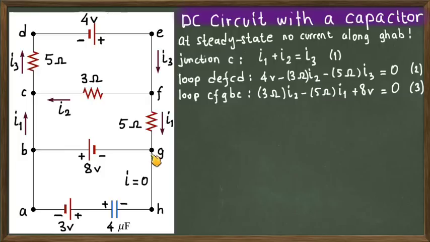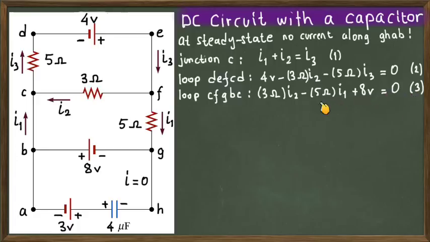Now continue from G to B. It doesn't matter in which direction compared to the current, since you are crossing a battery from the minus polarity to the plus polarity. That means you are going from a lower potential to a higher potential. So you add the EMF of the battery, 8 volts, as plus to the equation, and you come back to the same point C. This will be the third equation, coming from the second loop, and it is equal to 0. So this is our third equation.